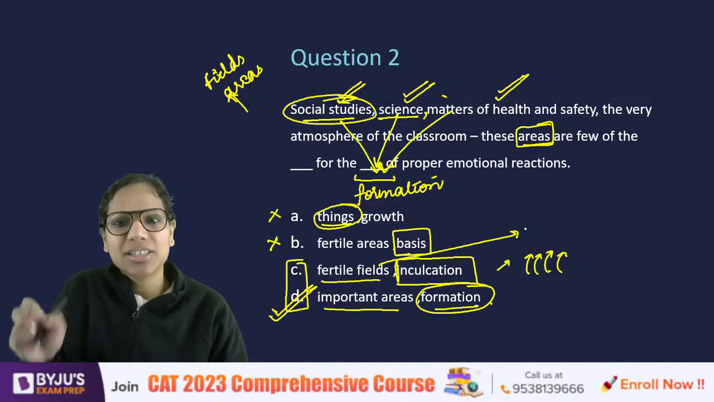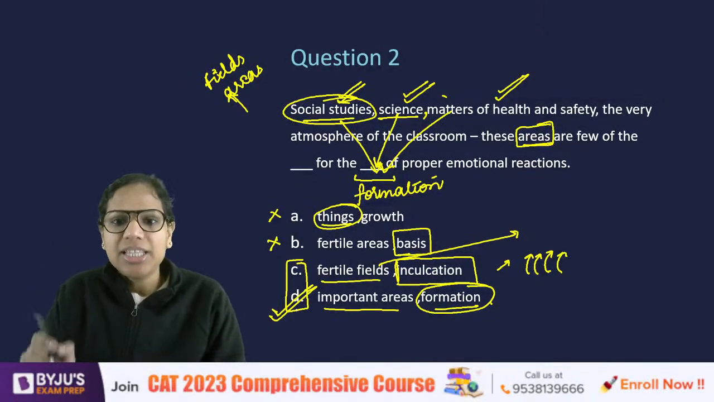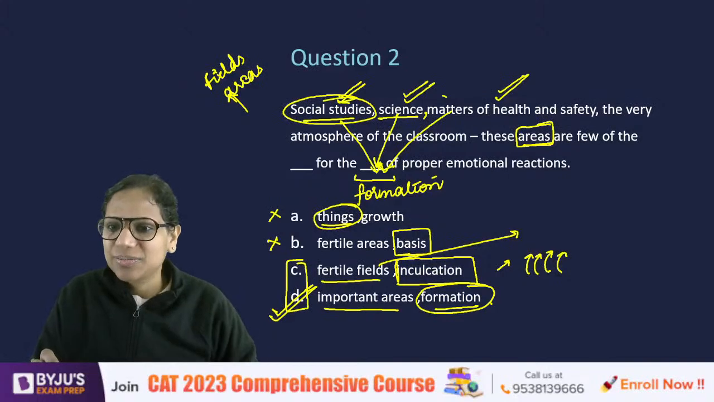Fertile fields gives the impression of crops, inculcation gives the impression of a person actively cultivating something, and hence D. Hope this makes sense.